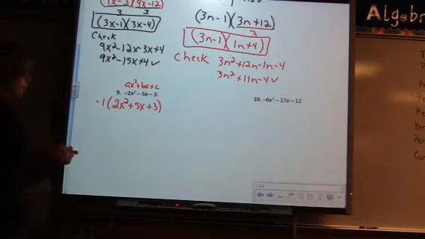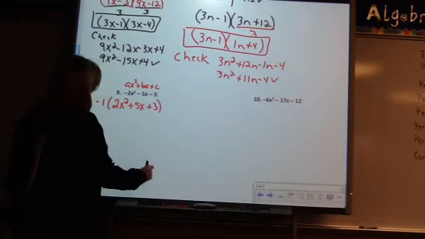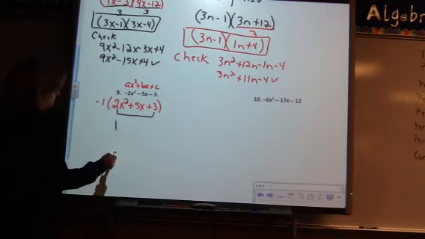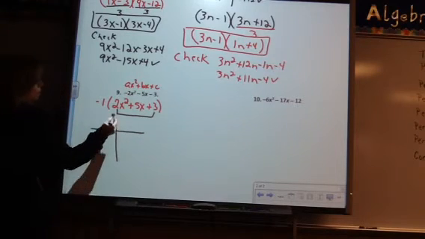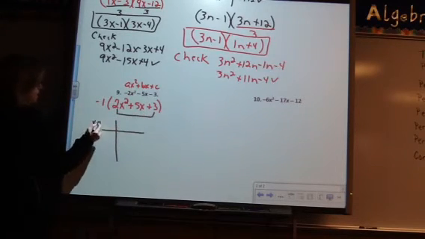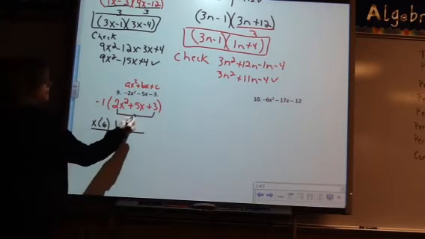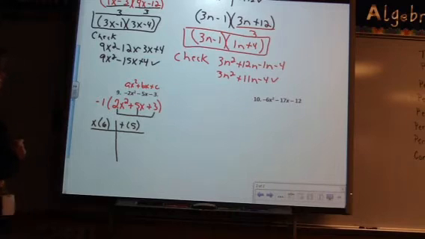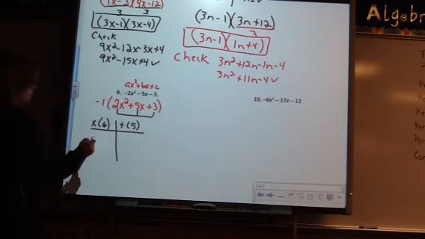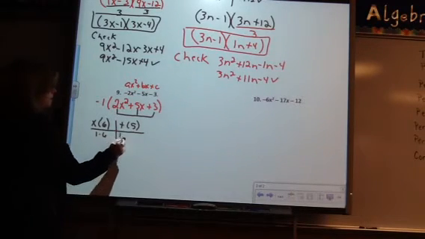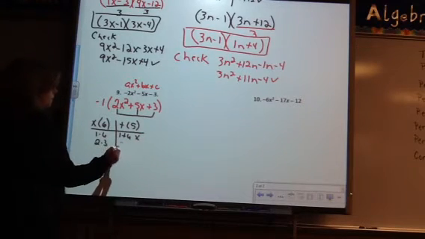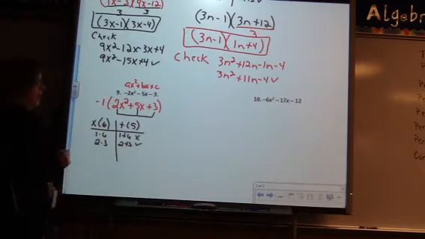Okay, and then we're going to do the exact same thing we've been doing. I'm just going to leave that -1 alone right now, okay? So, 2 times 3 is 6. So when we multiply, we need 6. When we add, we need 5. Okay? So, we have 1 times 6. 1 plus 6 is not 5. We have 2 times 3. 2 plus 3 is 5.